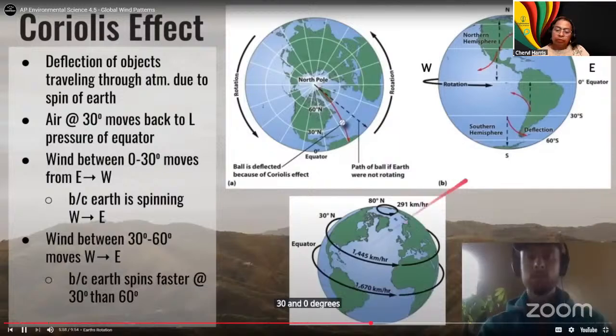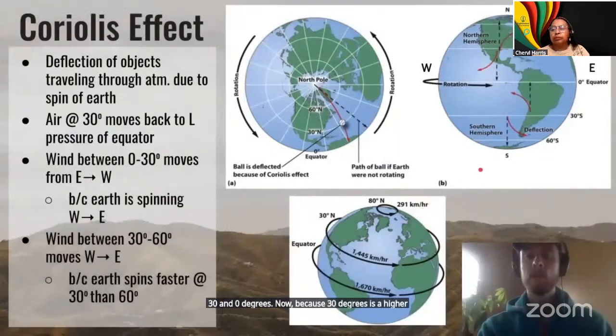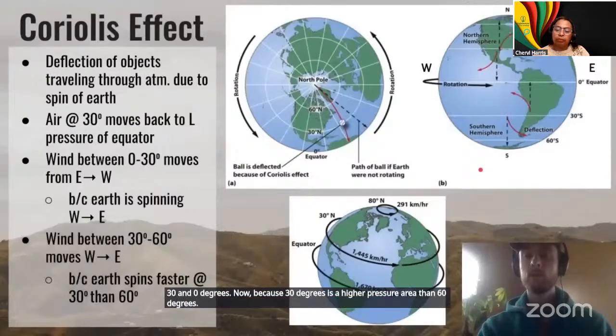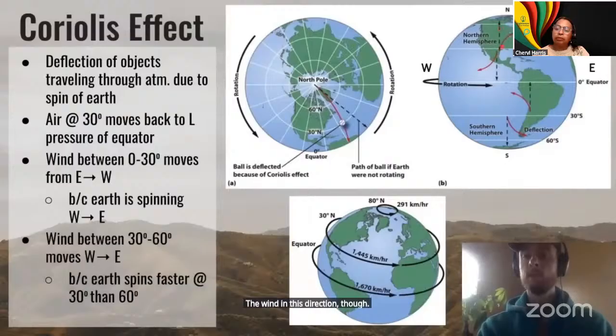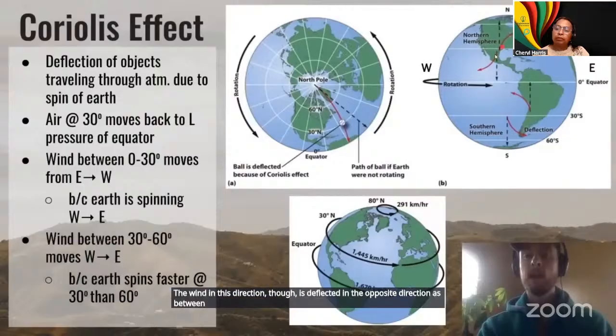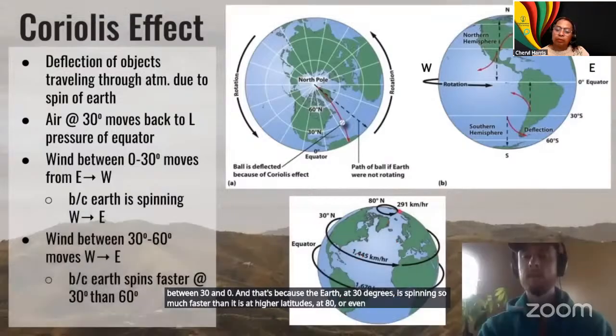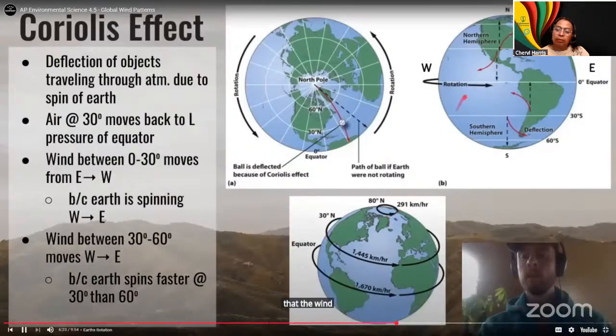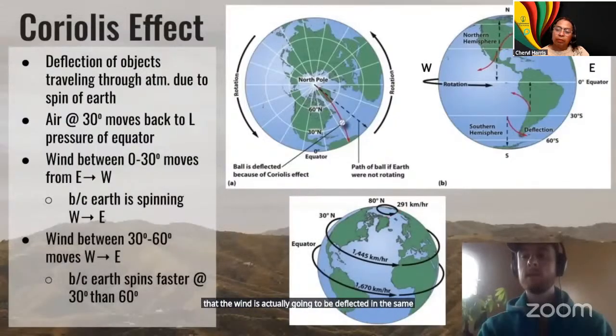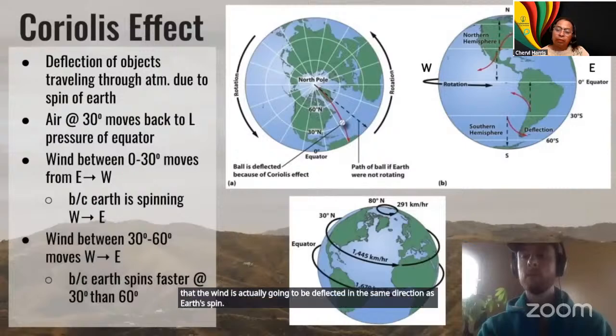Now, because 30 degrees is a higher pressure area than 60 degrees, wind is also moving from 30 degrees out to 60 degrees. The wind in this direction, though, is deflected in the opposite direction as between 30 and 0. And that's because the Earth at 30 degrees is spinning so much faster than it is at higher latitudes, at 60 even, that the wind is actually going to be deflected in the same direction as Earth's spin. Now that's a confusing concept, so let's talk about this using the example of a treadmill.